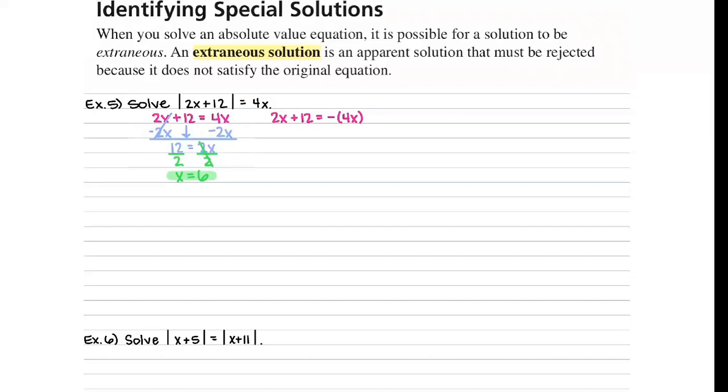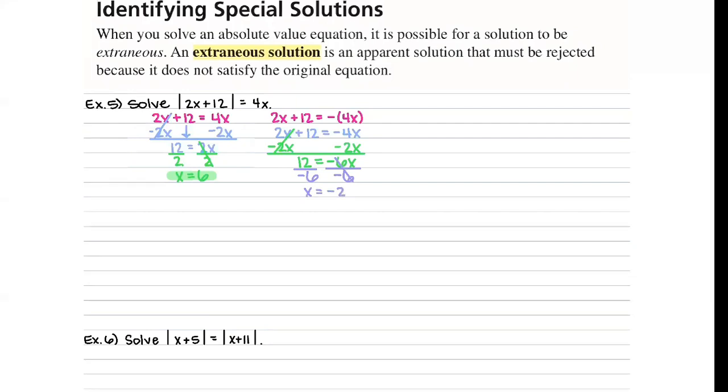For the other equation that I wrote out, I have 2x plus 12 is equal to the opposite of 4x. So that's 2x plus 12 is equal to negative 4x. From here, I'm going to move my 2x to the other side, so I'm going to subtract it from each side. I get 12 is equal to negative 6x. I divide each side by the negative 6, and I get that x is equal to negative 2.